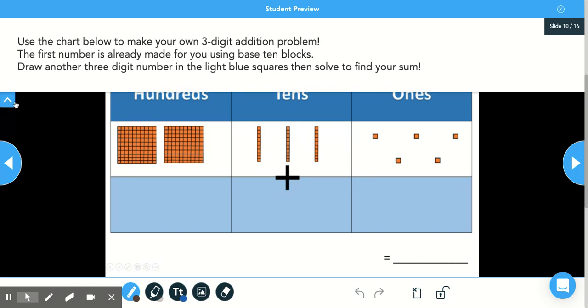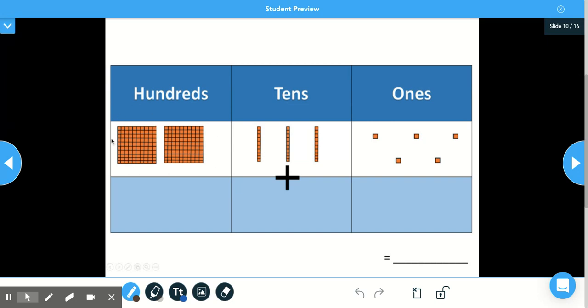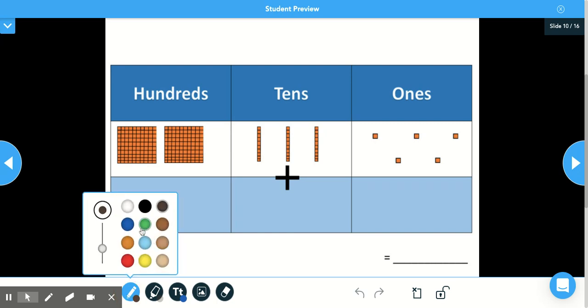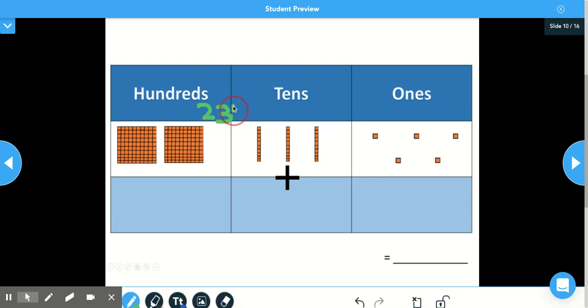So we will be using this chart to make our own 3-digit addition problem. We can see here that the first number is already drawn or made for us. I have 2 hundreds, 3 tens, and 1, 2, 3, 4, 5 ones. So my first number is 235.